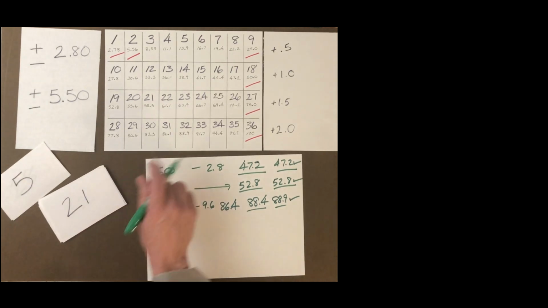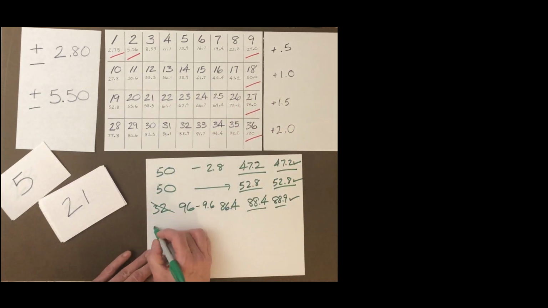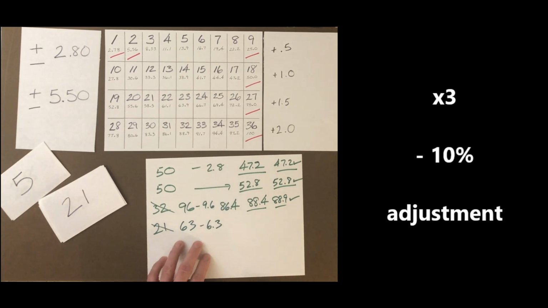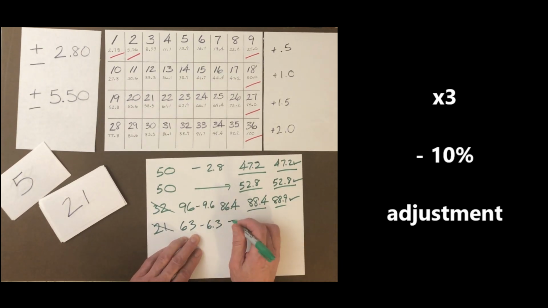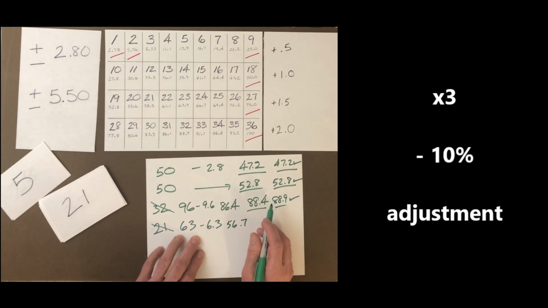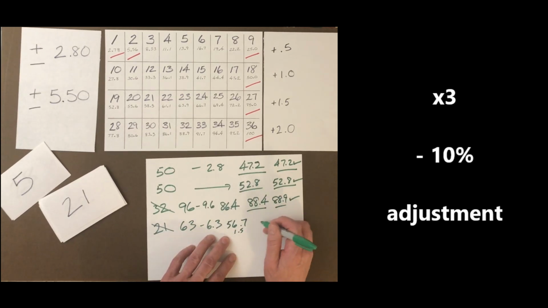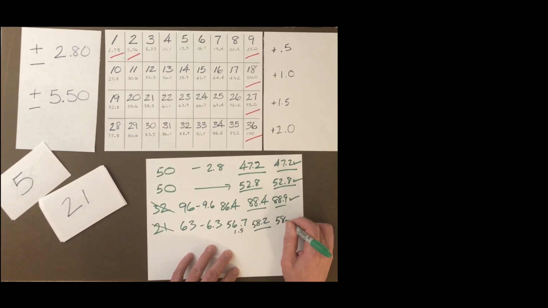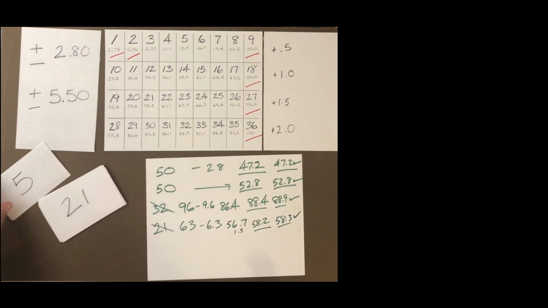21, 18 jumps out at us, but it's not within 2. 21 times 3 is 63. We're going to subtract our 10%, giving us 56.7. And we are on the third line, so we're going to add 1.5, so that gives us 58.2. And the actual answer is 58.3. So within 10% there, 0.1% there.